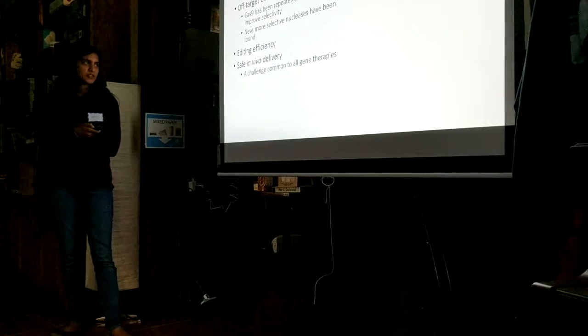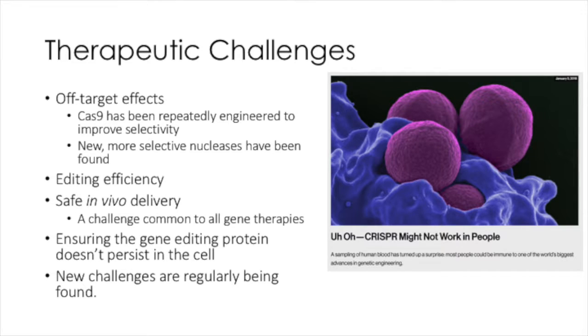Safe in vivo delivery has been a challenge common to all gene therapies. How do you get the DNA in without triggering an immune response in patients? And ensuring the gene editing protein doesn't persist in the cell. If the gene that codes for zinc finger nuclease or CRISPR ends up staying in the cell for a long time and continuing to produce new copies of CRISPR or zinc finger nucleases, it basically increases the chance that down the line eventually you'll get some sort of off-target cut.